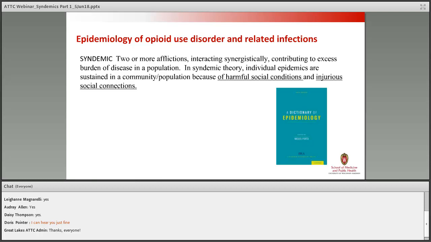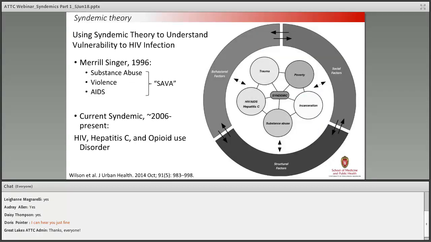So I use the term syndemic, and here's how I would formally introduce that: two or more afflictions interacting synergistically, contributing to excess burden of disease in a population. In syndemic theory, individual epidemics are sustained in a community or population because of harmful social conditions or injurious social connections. Syndemic theory is a relatively recent term, and as far as I can tell, it was first used in the mid-90s to talk about the intersecting epidemics of substance use, violence, and HIV/AIDS in New York City, and it was popularized by seminal work by Merrill Singer in 1996.